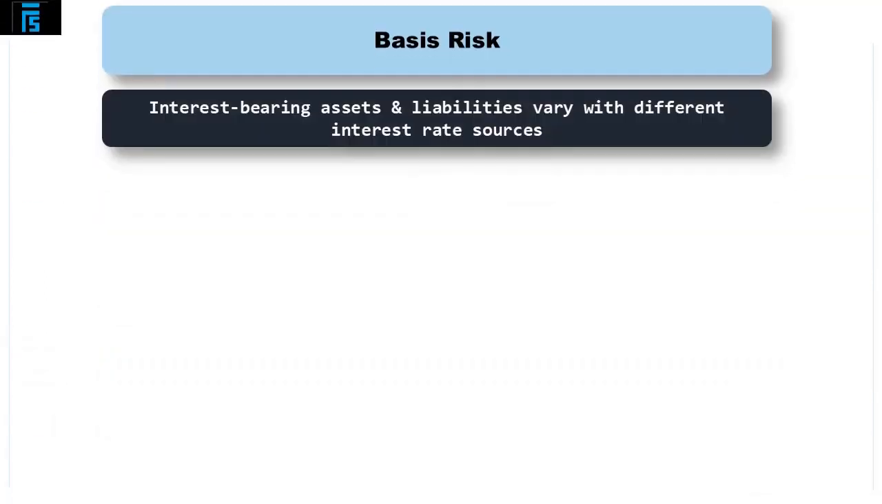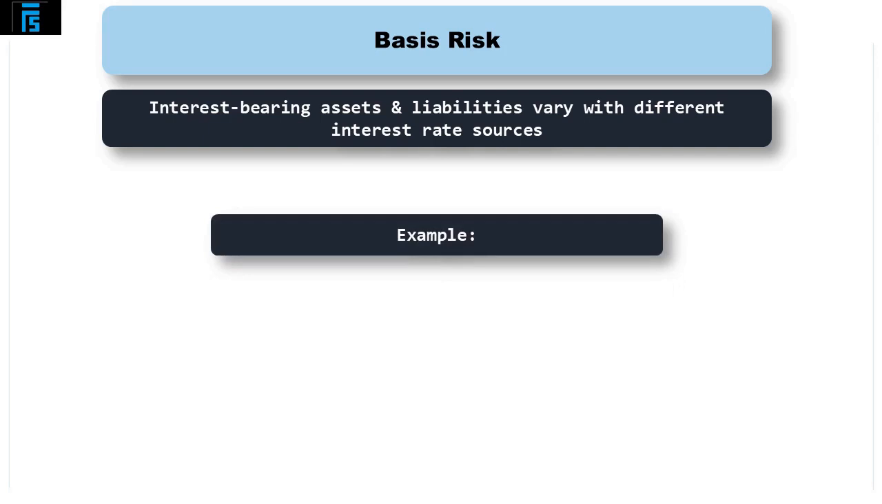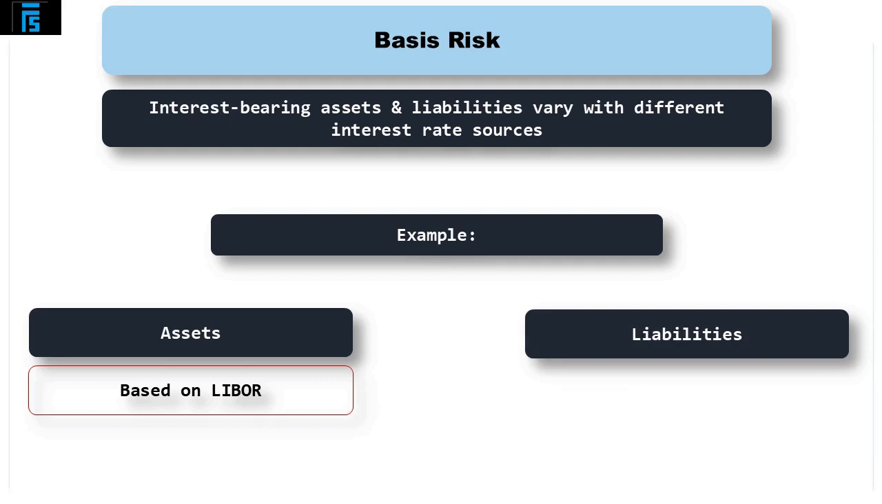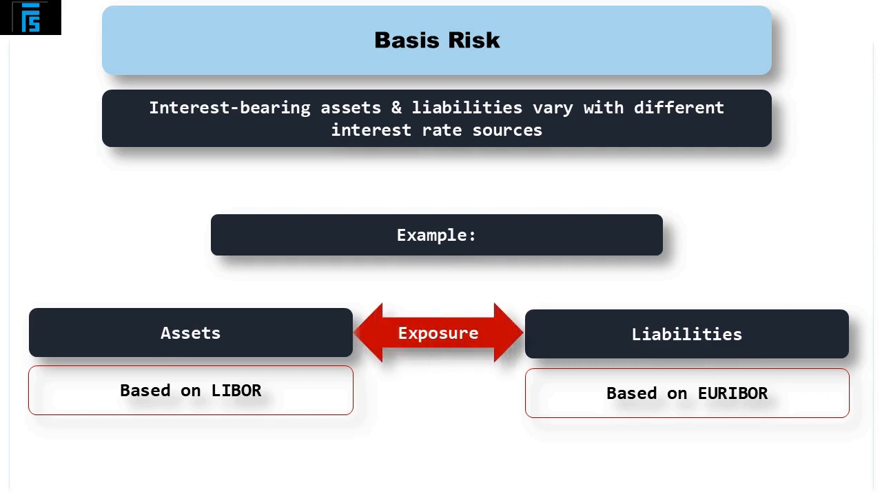Basis risk occurs when interest-bearing assets and liabilities vary with reference to a different interest rate source. For example, interest rates on savings that are based on LIBOR, the London Interbank Offered Rate, may move at different times or by different amounts to liabilities that may be based on, say, Euribor, the European equivalent of LIBOR. Again, this means that company profits will be exposed as the interest rates move at different times or by different amounts.